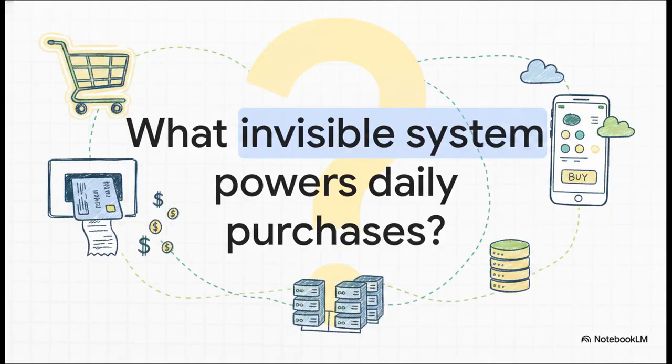Think about this for a second. What invisible system is actually powering your daily Amazon purchases, your ATM withdrawals, or even the way you interact with your favorite mobile apps? Because when you click buy or take cash out of a machine, you expect the system to just know exactly what happened, instantly. The technology making sure those systems run flawlessly without a hitch is exactly what we're exploring today.